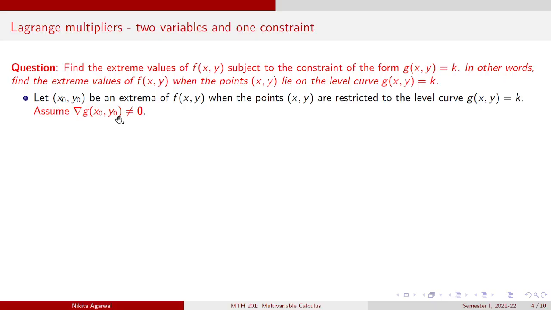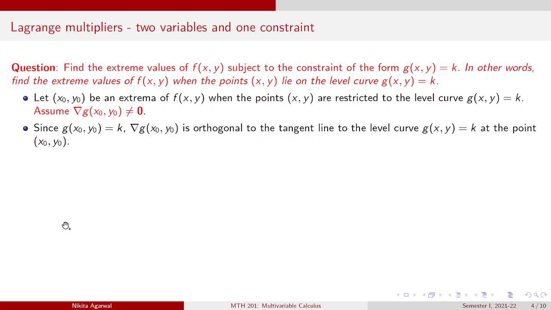Okay. Now geometrically, what is the gradient of g at this point? It's nothing but a vector which is orthogonal to the tangent line to this level curve at the point (x naught, y naught), right? So this is that vector. Okay. So now since g(x naught, y naught) is k, the gradient at (x naught, y naught) is orthogonal to the tangent line to the curve at this given point. This is something that we have seen when we talked about the gradient of a function of two variables at a point to the level curve. Okay.